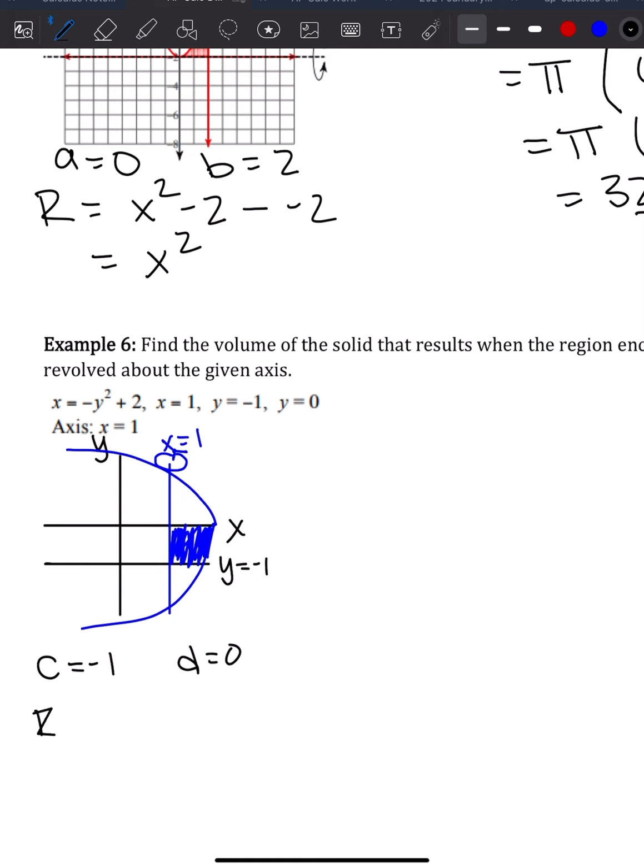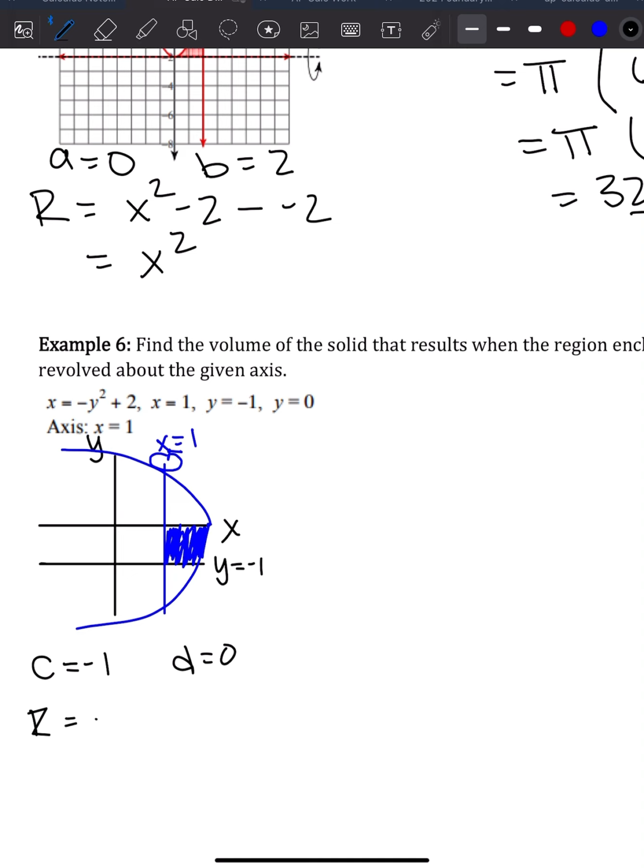Our radius is going to be the rightmost function minus the leftmost function. Our rightmost function is this parabola. So we have negative y squared plus 2 minus our leftmost function, which is our vertical line at 1. So negative y squared plus 2 minus 1 simplifies to negative y squared plus 1. That is my radius.